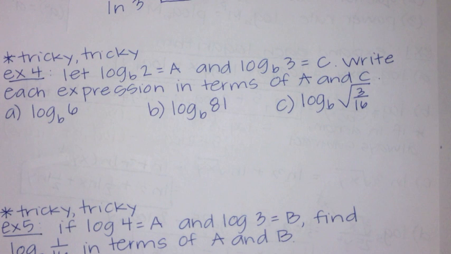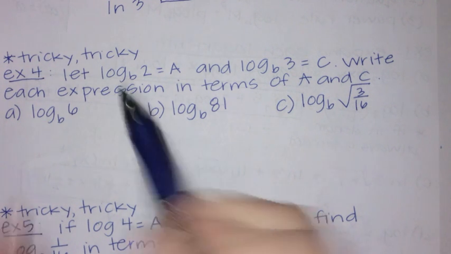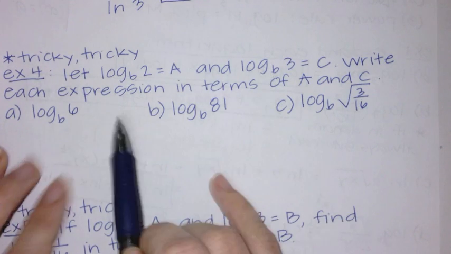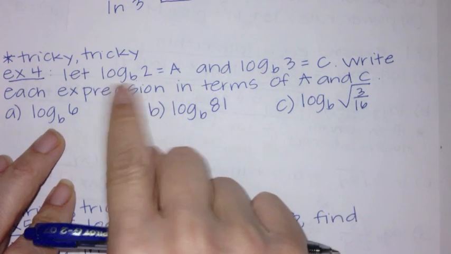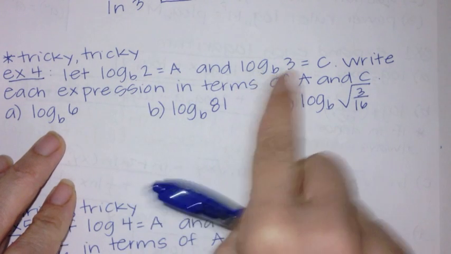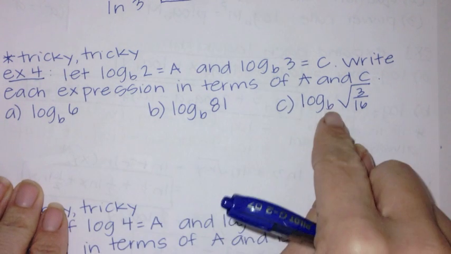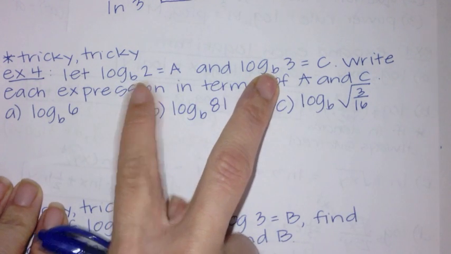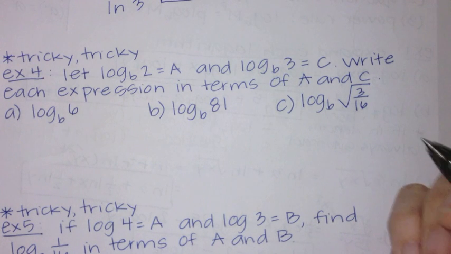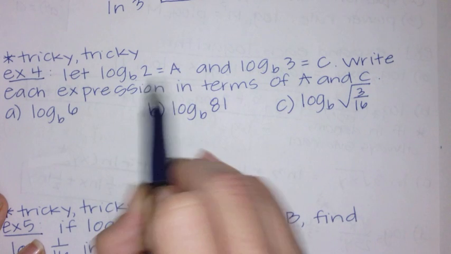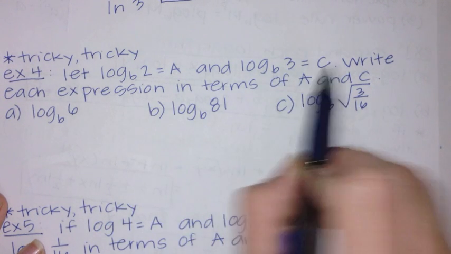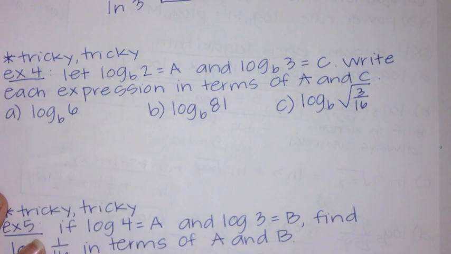So the way I'm going to know which property I'm supposed to use is based upon what I'm given and what I'm asking for. So if you look right here, log base b of 2 and log base b of 3, do any of these have a different base than that right there? No. So I wouldn't use a change of base formula because I don't need to change the base. So this is A, and this quantity here is C, and we want to write these expressions in terms of A and C, and these are specifically chosen.